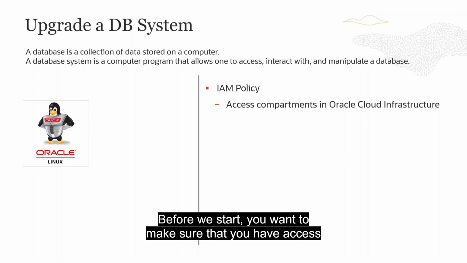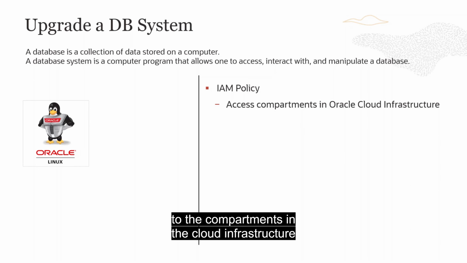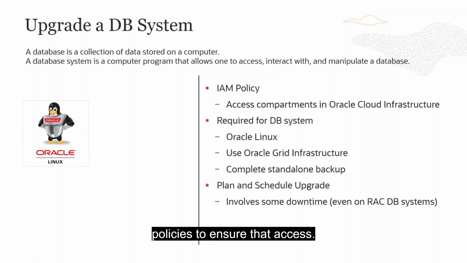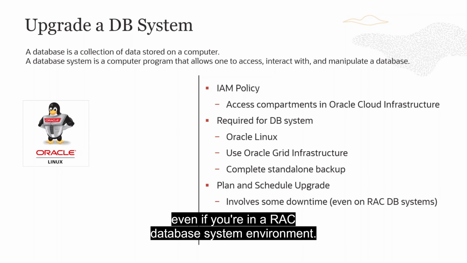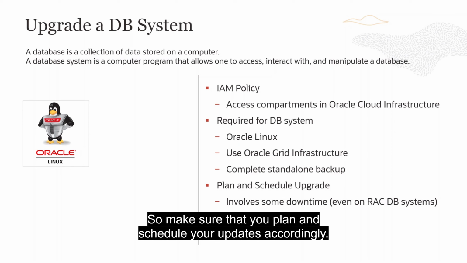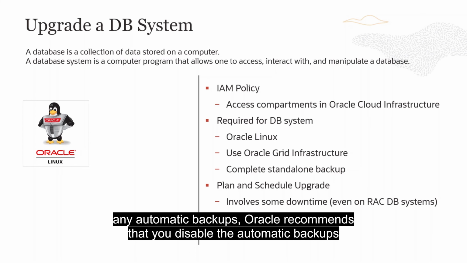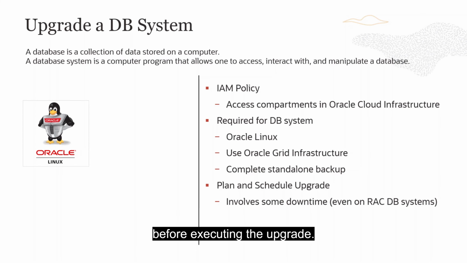Before we start, you want to make sure that you have access to the compartments in the cloud infrastructure where your database system resides. So make sure you address all the identity access management policies to ensure that access. Database system upgrades involve some downtime, even if you're in a RAC database system environment. So make sure that you plan and schedule your updates accordingly. Though the update process will itself disable and re-enable any automatic backups, Oracle recommends that you disable the automatic backups before executing the upgrade. It's encouraged that you back up your database before applying any updates to your system.